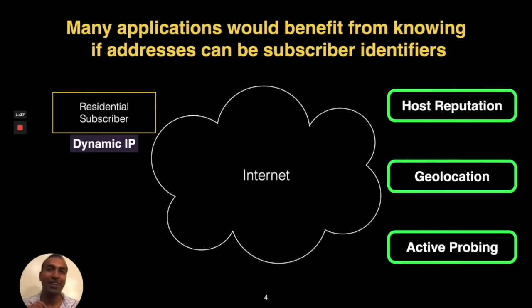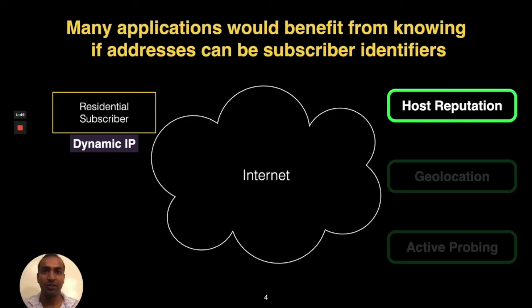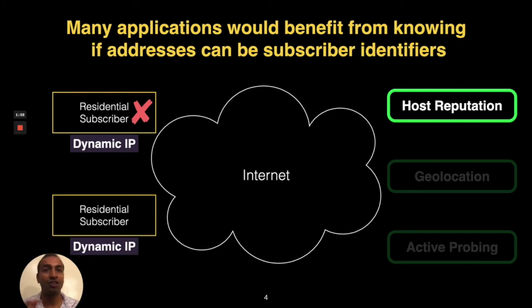Now, why do we care? Because several applications expect that addresses can be subscriber identifiers and would benefit from an empirical assessment of this expectation. Host reputation services seek to blacklist or rate limit packets from malicious IP addresses. However, it's important to allow other subscribers to continue access, so it's vital to keep reputation services up to date.